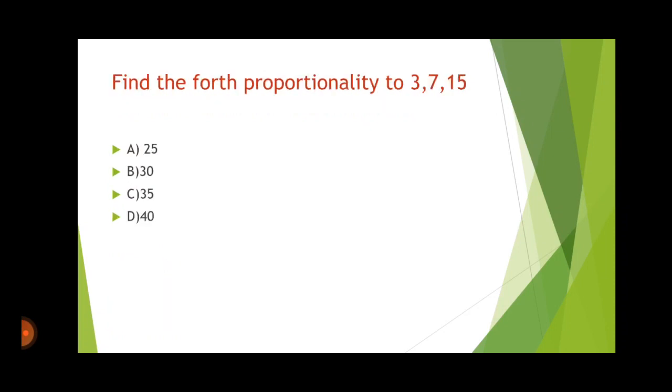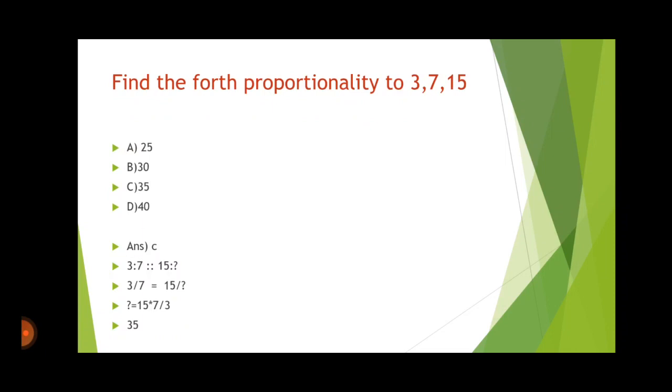Next question. Find the fourth proportionality to 3, 7, 15. Three numbers are given. We have to find the fourth proportional value, and 4 options are also given. Let's go to the answer. We can rewrite the proportionality as 3 is to 7, which is also proportional to 15 is to some other value. So 3 by 7 is equal to 15 by the fourth value. Then the unknown value can be found by cross multiplying, that is 15 into 7 divided by 3. Then the unknown value we get is 35.